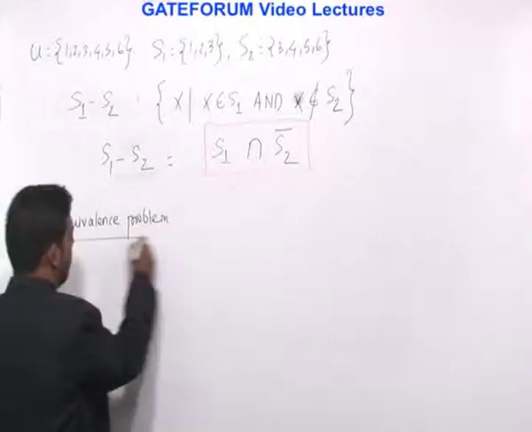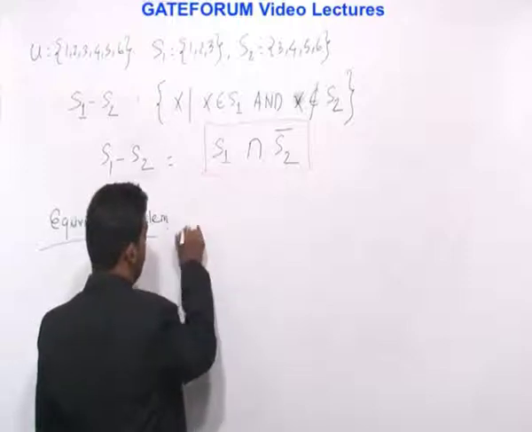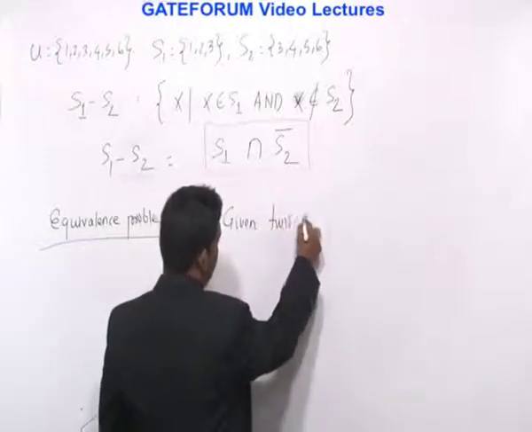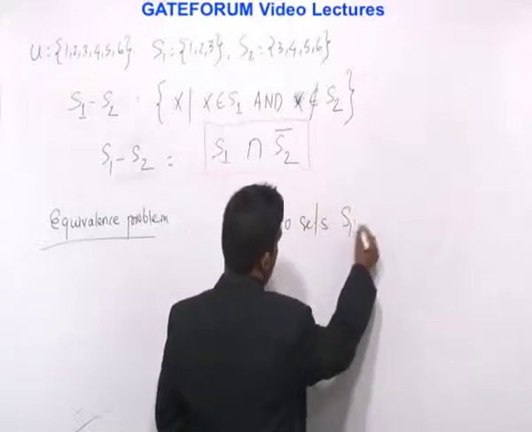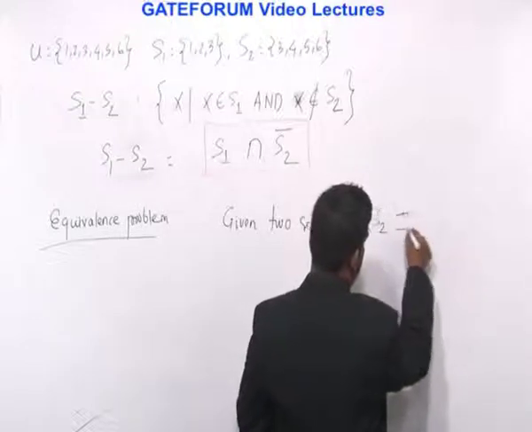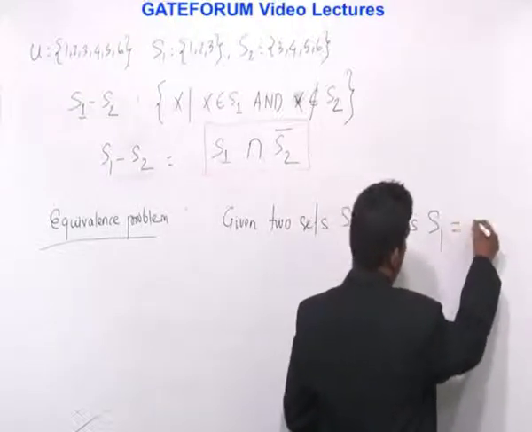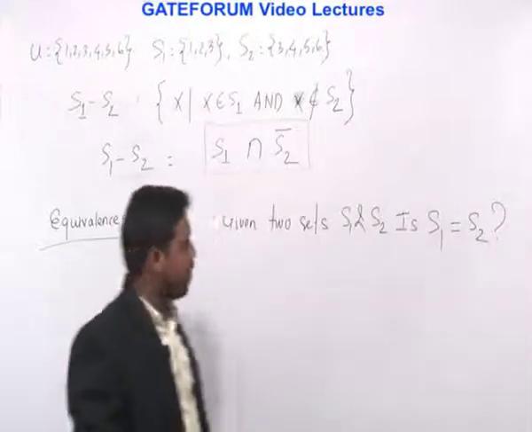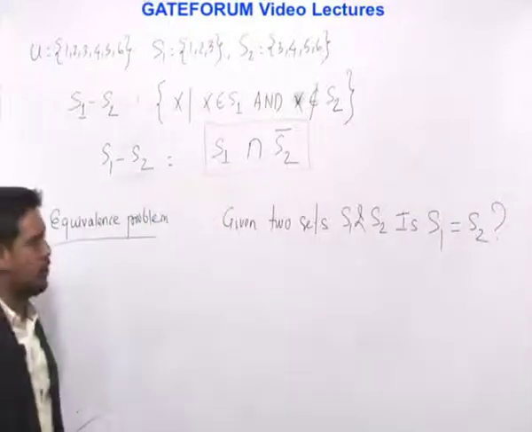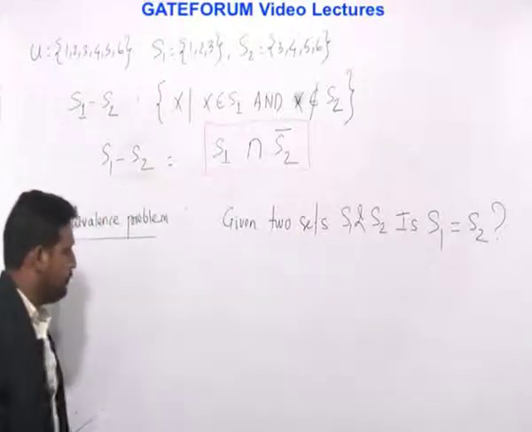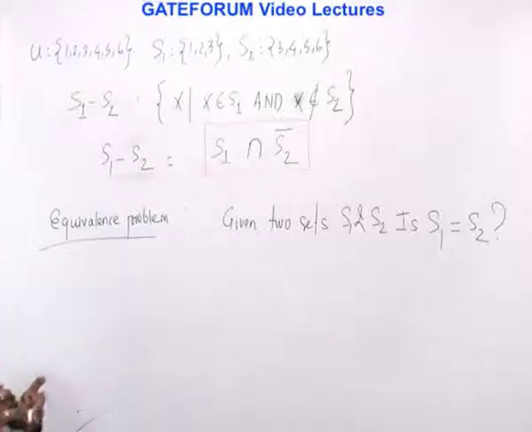Now, the equivalence problem. Given two sets, S1 and S2, is S1 equal to S2? This is basically called an equivalence problem: whether two sets are equal or not. How do we find out whether these two sets are equal or not?